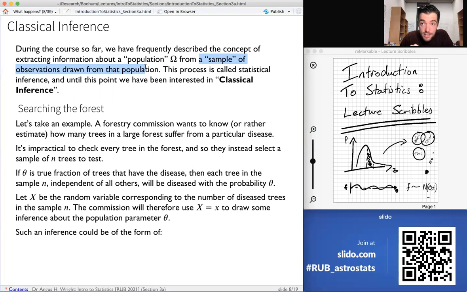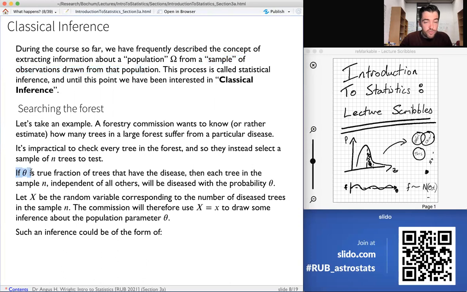Now, it's impractical for them to check every single tree in the forest, right? That would take forever and wouldn't be a practical use of their time. So instead, what they're going to do is select a sample of N trees and test those N trees.